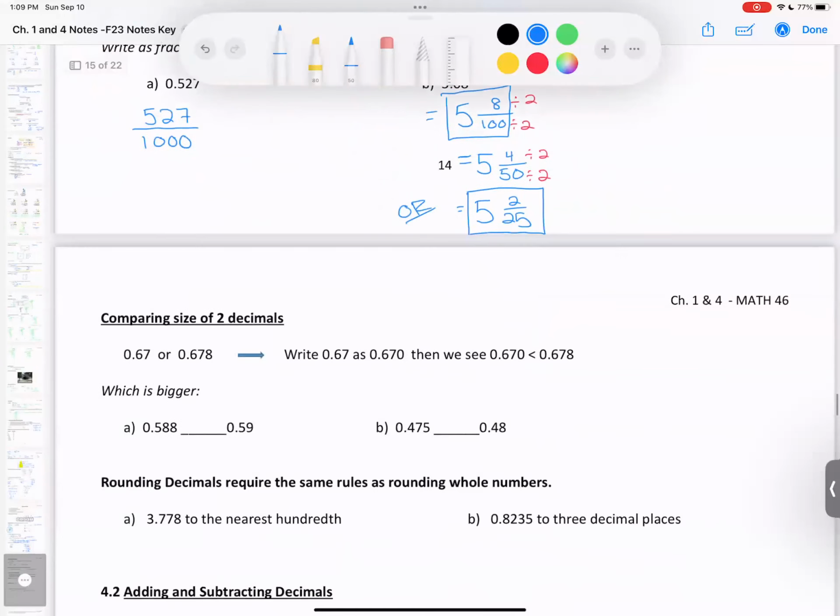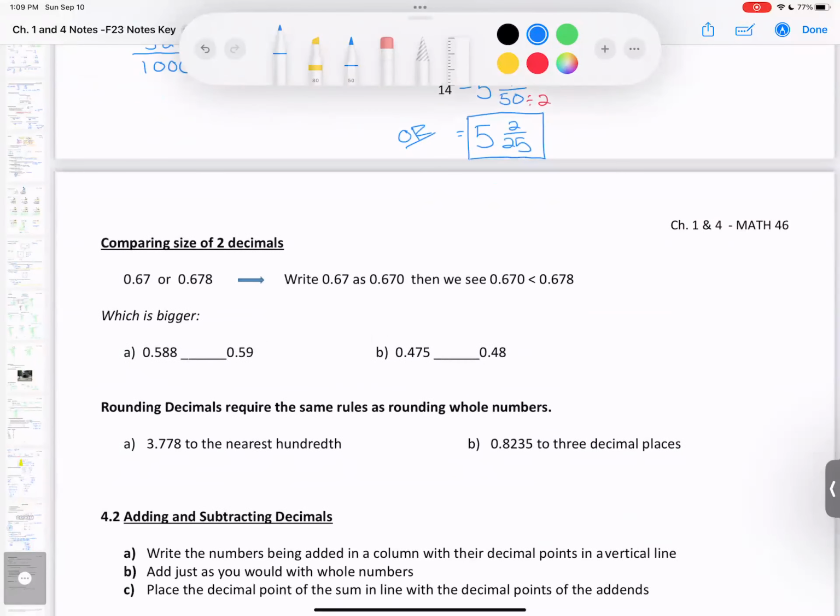All right. Let's say you were asked to compare sizes of 2 decimals. So we have 67 hundredths here, or we have 678 thousandths. So we want to know which one of those 2 is bigger. The trick here is it's way easier to do if we both compare them with the same place value. So 0.67 or 67 hundredths can be written as 0.670. It's 670 thousandths. We're allowed to add a 0 on the end because we're adding 0 more thousandths to this number.